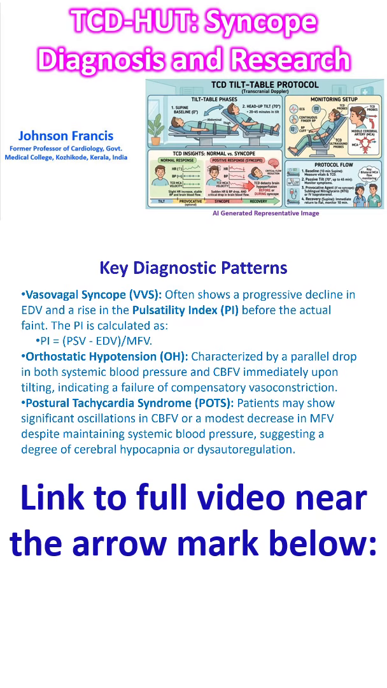Orthostatic hypotension, characterized by a parallel drop in both systolic blood pressure and cerebral blood flow velocity immediately upon tilting, indicating a failure of compensatory vasoconstriction. Postural orthostatic tachycardia syndrome (POTS). Patients may show significant oscillations in cerebral blood flow velocity or a modest decrease in the mean flow velocity.